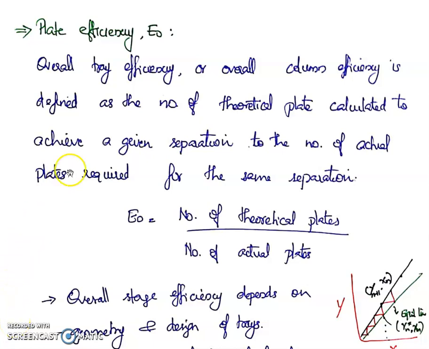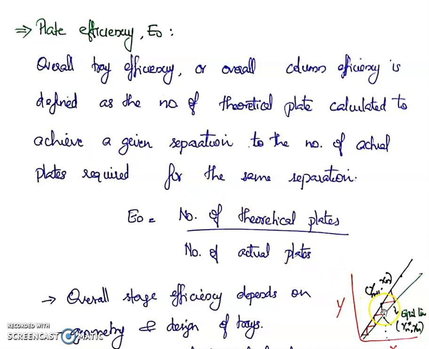In today's lecture, we will discuss tray efficiency. We have discussed previously how to find the number of trays, ideal trays, in case of a tray column. We made an assumption that the liquid and gas phases are in equilibrium in each tray.